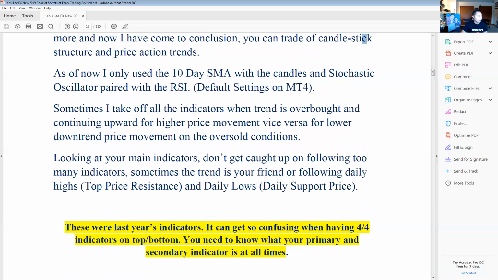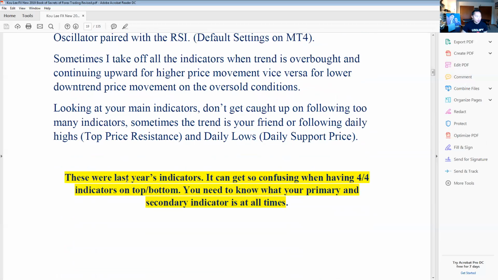And you can see here, if you read this, these were last year's indicators. It can get so confusing having four indicators on the top. That's why I had 4 indicators on the main window and 4 indicators on the bottom. That was just nuts. And right here, you need to know what your primary and secondary indicator is at all times. That way you don't get confused looking at different indicators. Otherwise, you're going to end up losing more money.